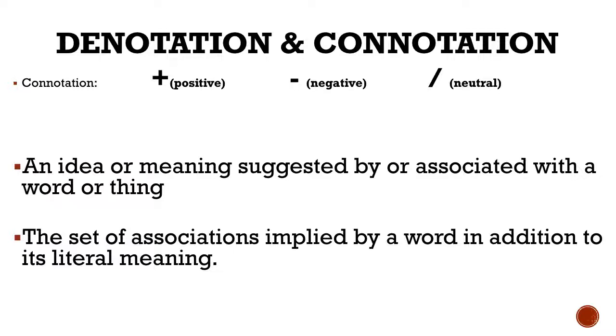So with connotation, you want to look at how the word means in terms of the feeling that comes along with the word. So connotation, you can have positive, which is usually signified with a plus sign, negative, which is signified with a negative sign, and neutral, which is signified by that slash or division sign. Connotation is an idea or meaning suggested by or associated with a word or a thing, and the set of associations implied by a word in addition to its literal meaning.